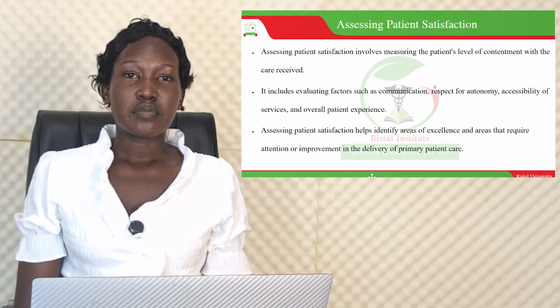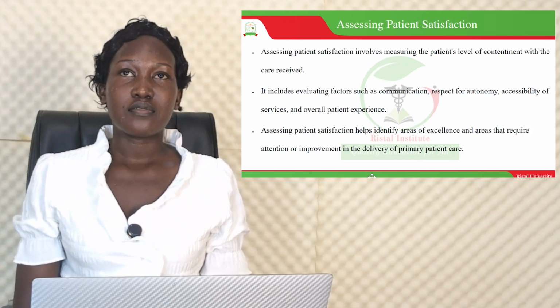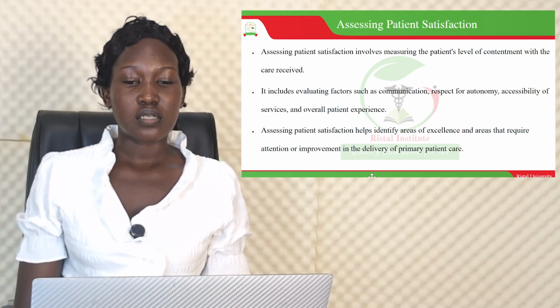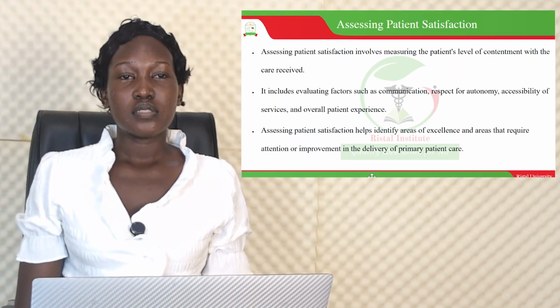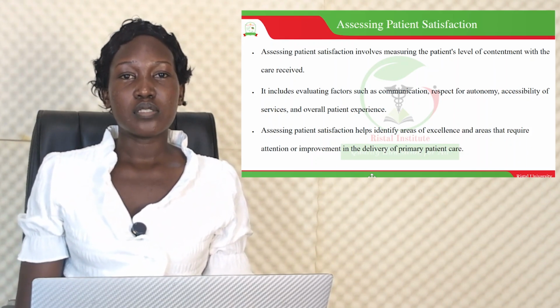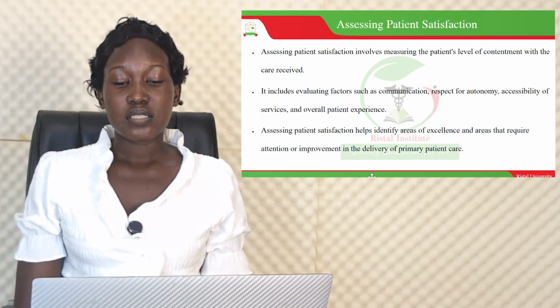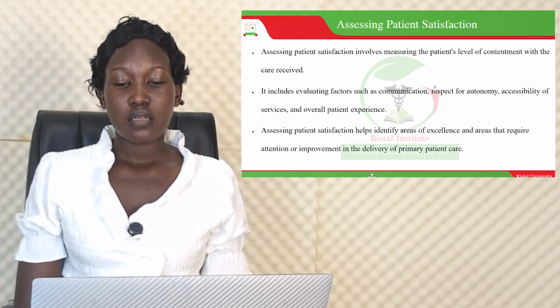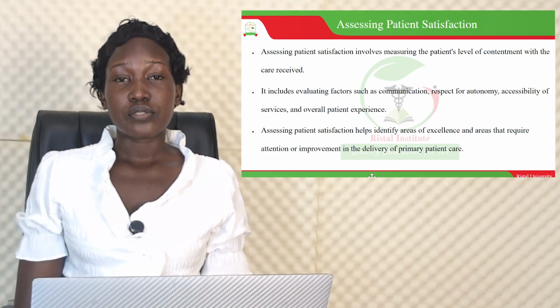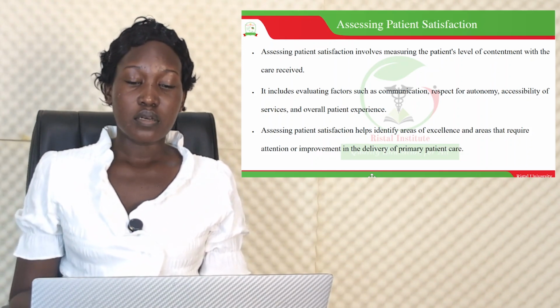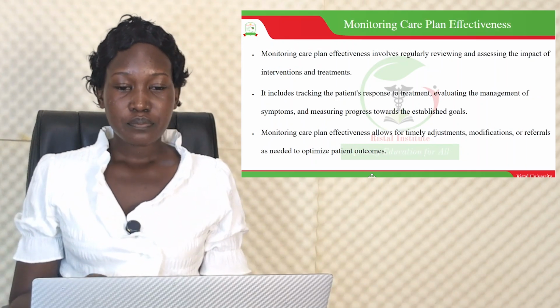How is your experience? Maybe you have been too strict on the family members and they can tell you that, yeah, please allow these people, please, if this and this can be done. So it helps to identify areas of excellence and areas that require attention and improvement in the delivery of care.